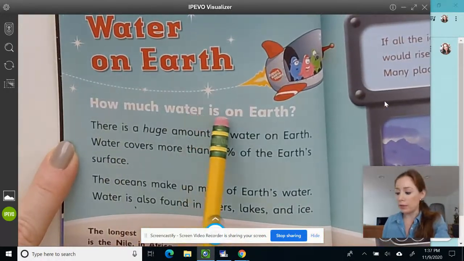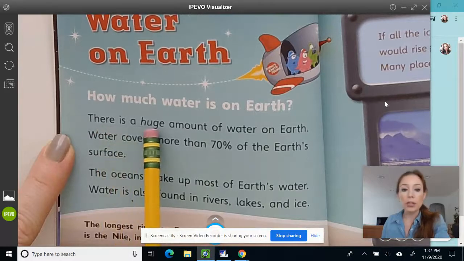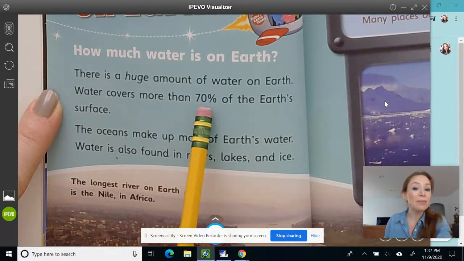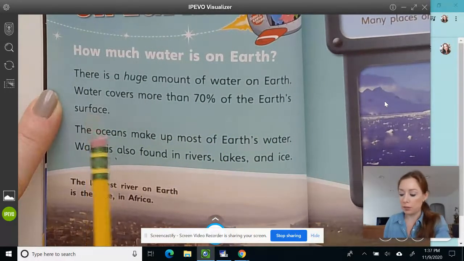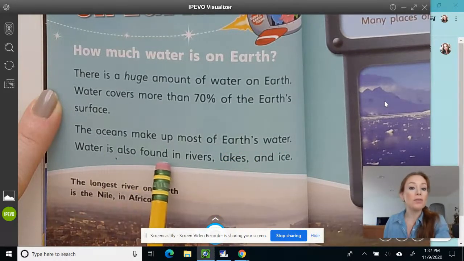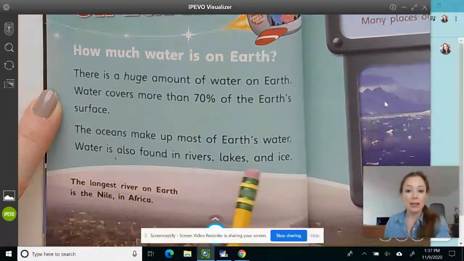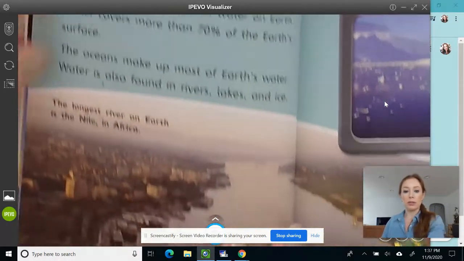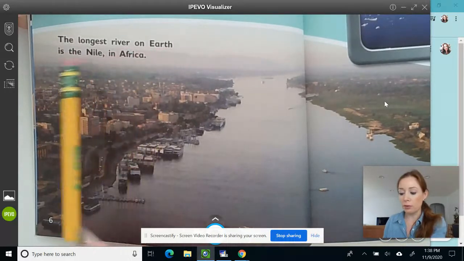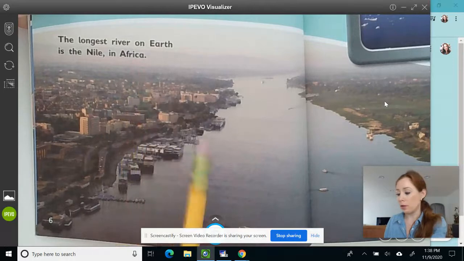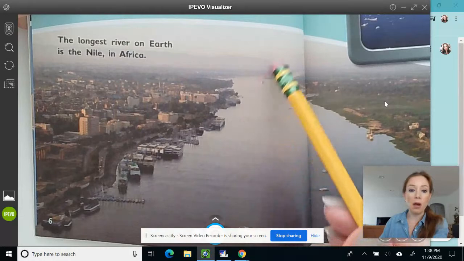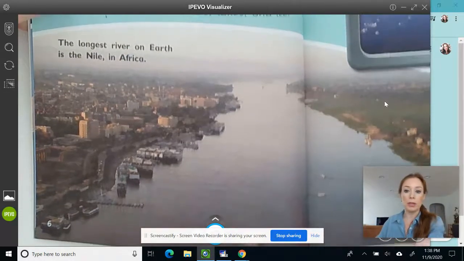How much water is on Earth? There is a huge amount of water on Earth. Water covers more than 70% of the Earth's surface. The oceans make up most of Earth's water. Water is also found in rivers, lakes, and ice. So let's look at this photograph down here. This is the longest river on Earth, the Nile in Africa. And so look at this photograph, how it helps us understand how long and big this river actually is.